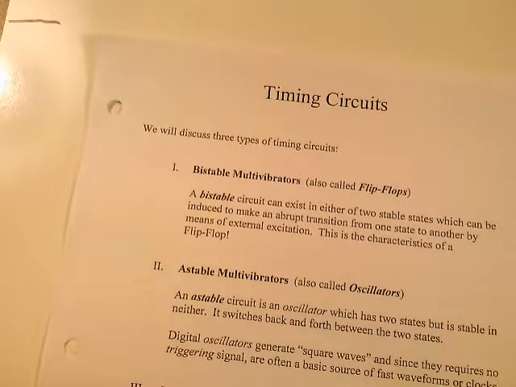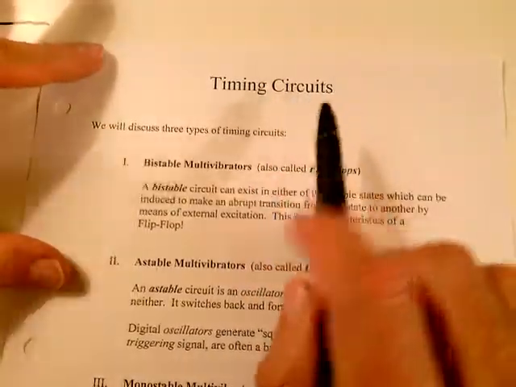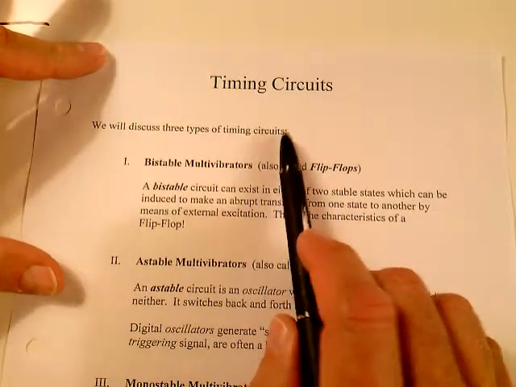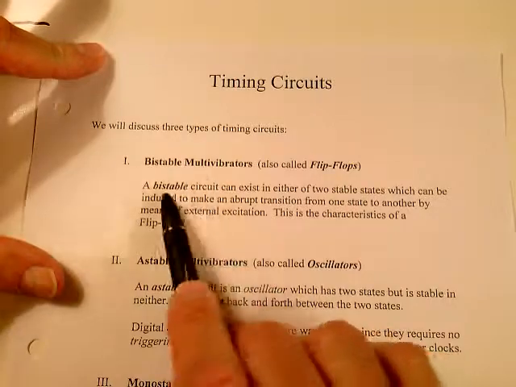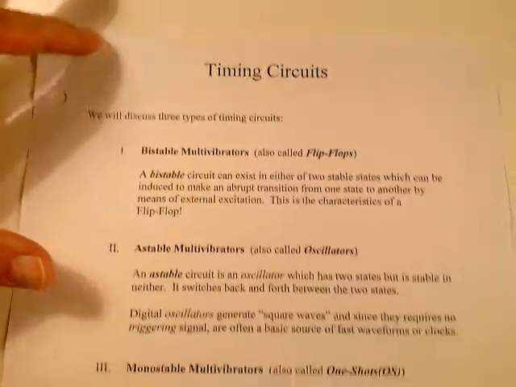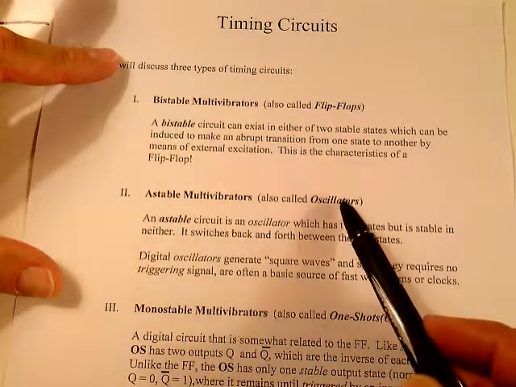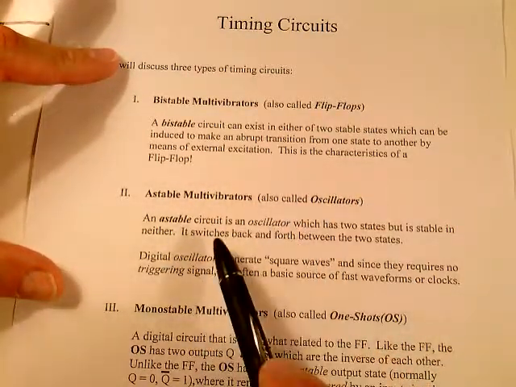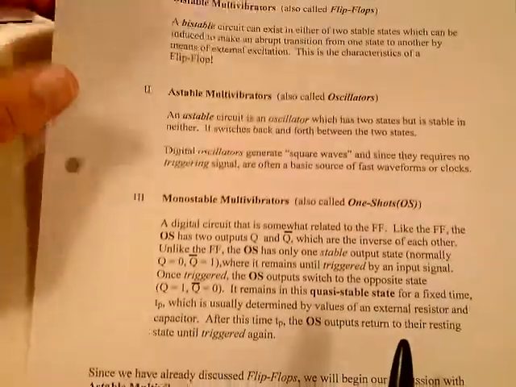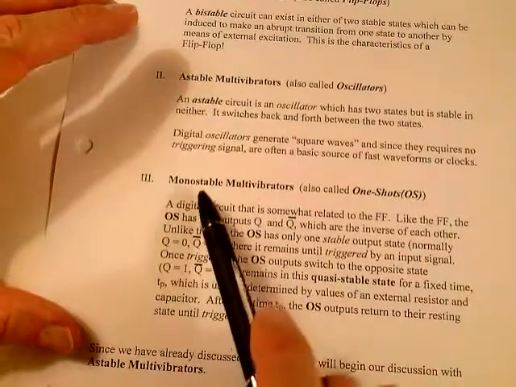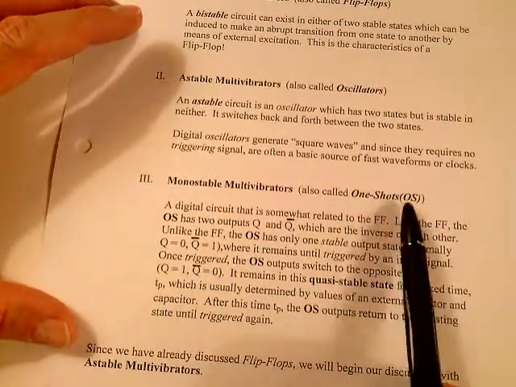Before we start out on page number 189, I'd like to look back on page 181, talking about timing circuits. We said we'd discuss three types of timing circuits: the bistable multivibrator, which was stable in two different states. They were called flip-flops. The astable multivibrator, which were the free-running oscillators, they were stable in neither state. They switched back and forth. The final type of timing circuit we're going to look at is the monostable multivibrator, also called one-shots, OS for short.